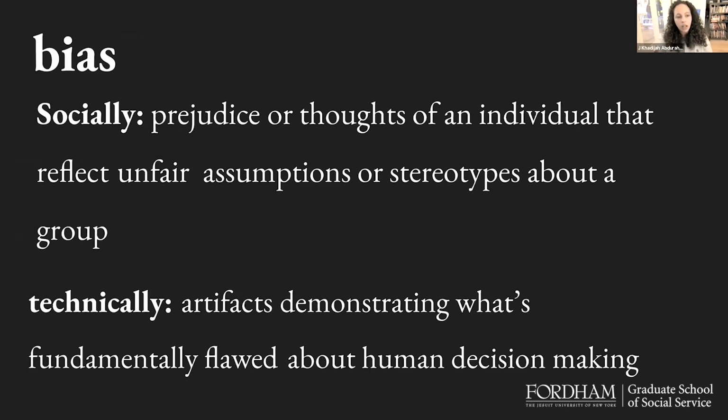Bias. People also love to speak about bias. I know that we were going to have somebody come from the Perception Institute, which from my understanding is the one that patented the implicit bias assessment or implicit bias tool. And so this is the idea that there's some kind of prejudice, the thoughts of an individual that reflect unfair assumptions or stereotypes about a group. Technically, and it's what you'll see in a lot of technical papers, there are artifacts demonstrating what is fundamentally flawed about human decision-making, and which humans, right?